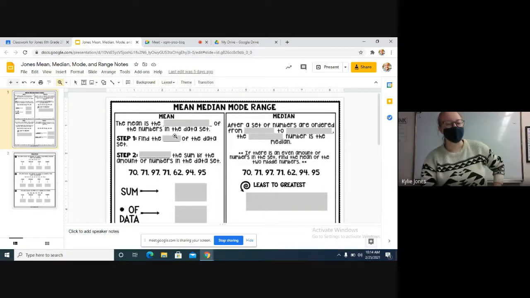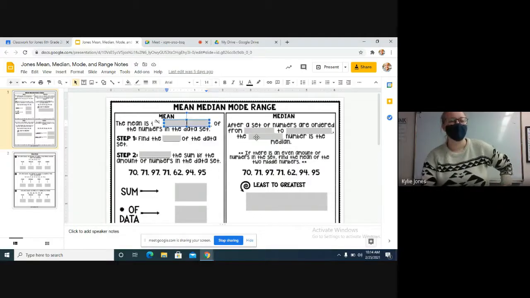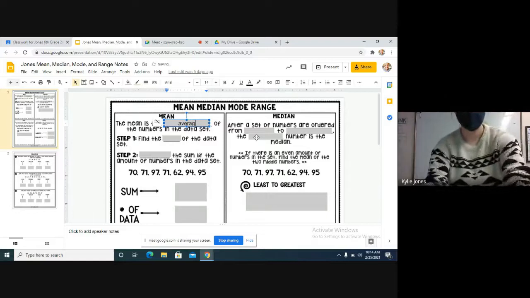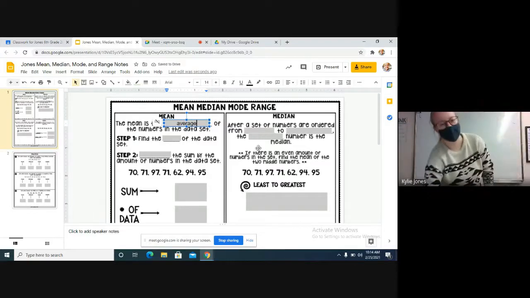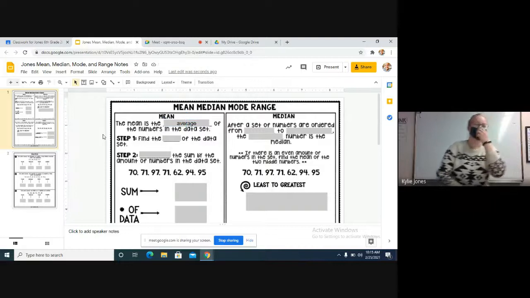So let's start with the mean up here on the left. It says the mean is the blank of the numbers in the data set. This one I don't expect you to be able to guess. It's the average. That's what you need to type there. It's the average of the numbers of the data set, which again, I don't really expect you to know what that means just yet. But when it says find the average of the set of data, it means you need to find the mean. So the average is another word for mean.